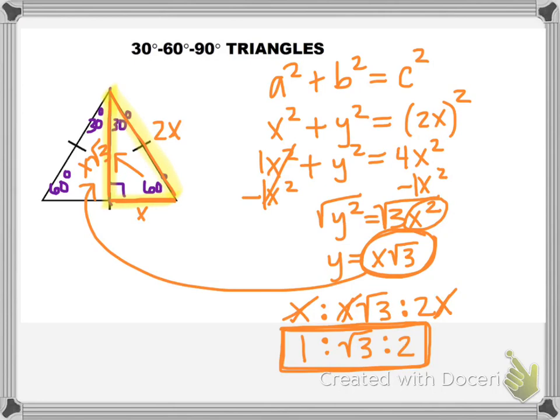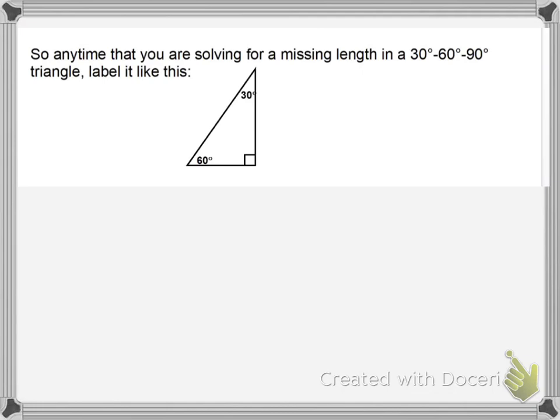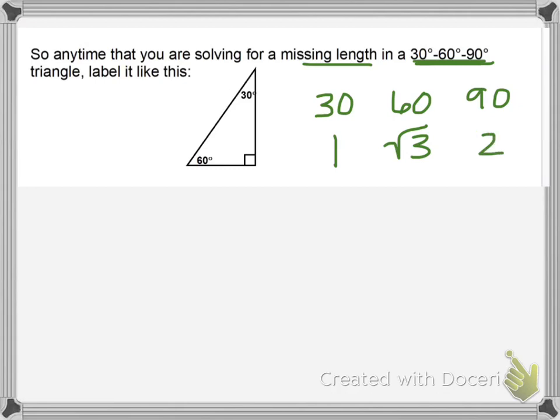with those angle measures. So anytime that you're solving for a missing length in a 30, 60, 90 triangle, you got to make sure you've got that. The first thing you're going to do, just like we did with the 45, 45, 90, is we're going to write 30, 60, 90 to stay organized. Below that, we're going to write the ratio of those sides that we got from the previous example. 1, square root of 3, and 2.